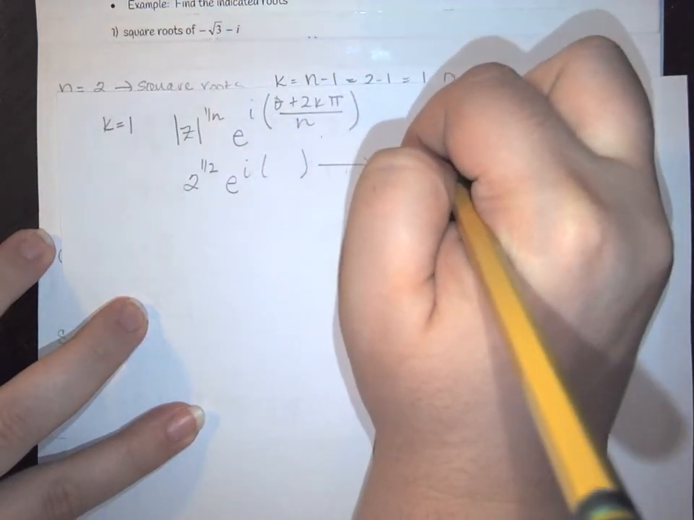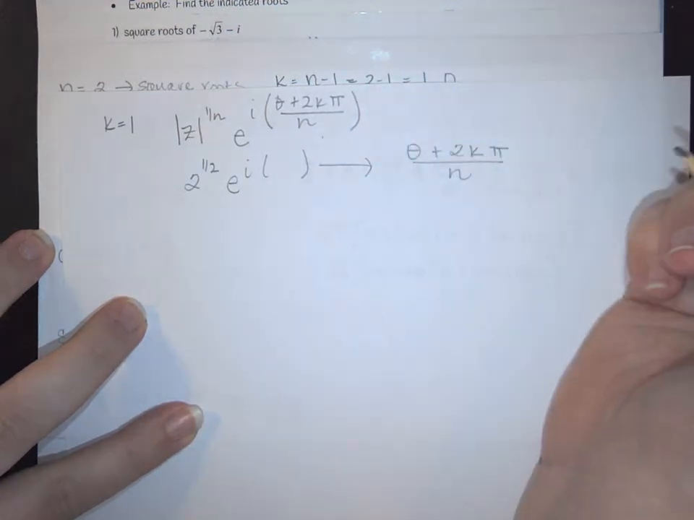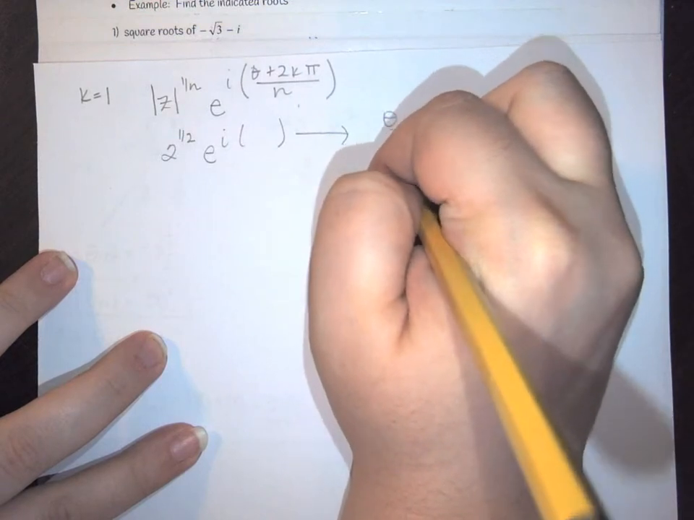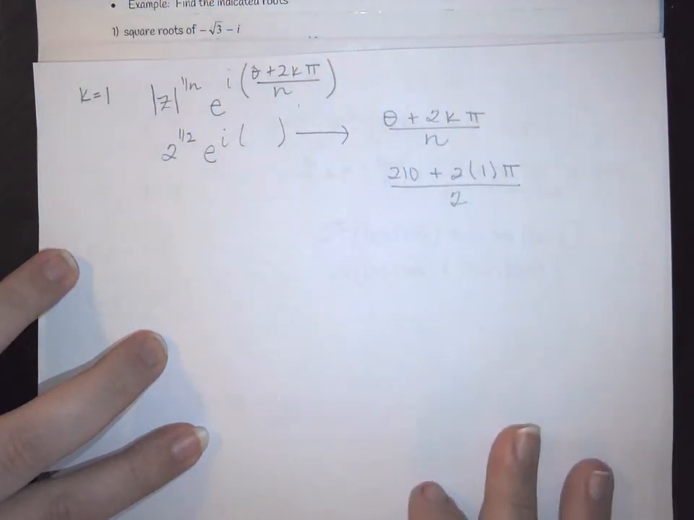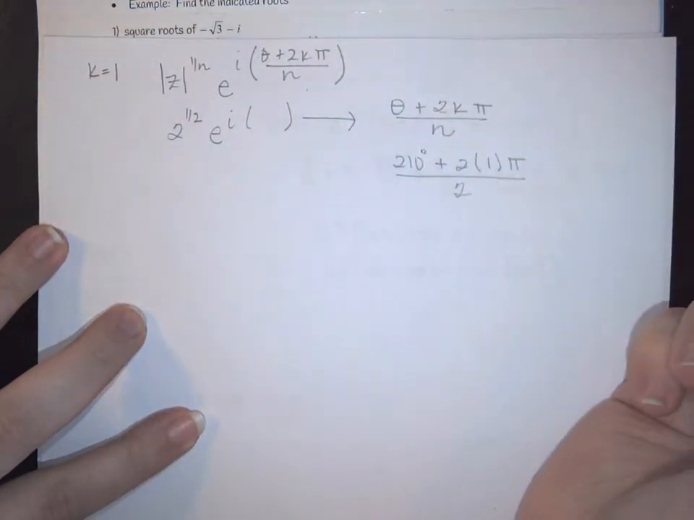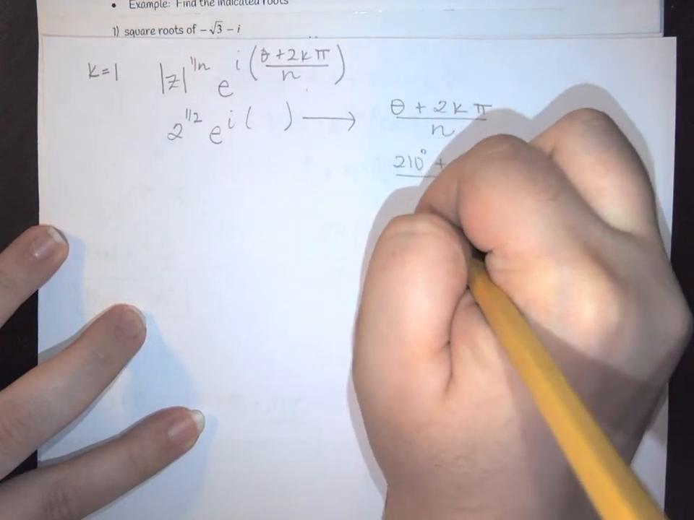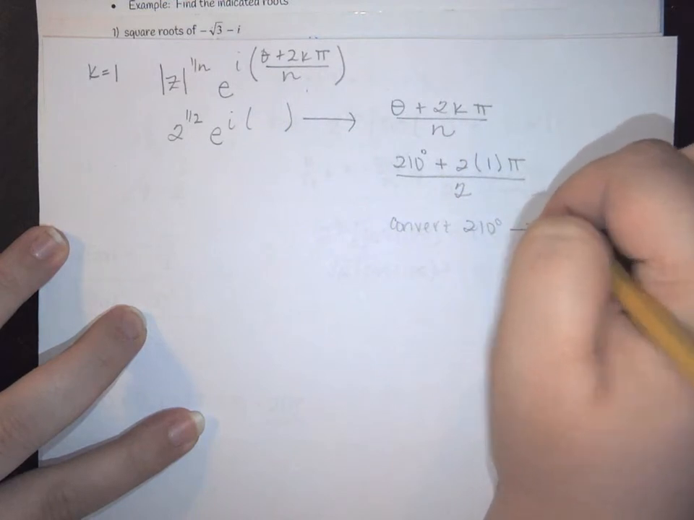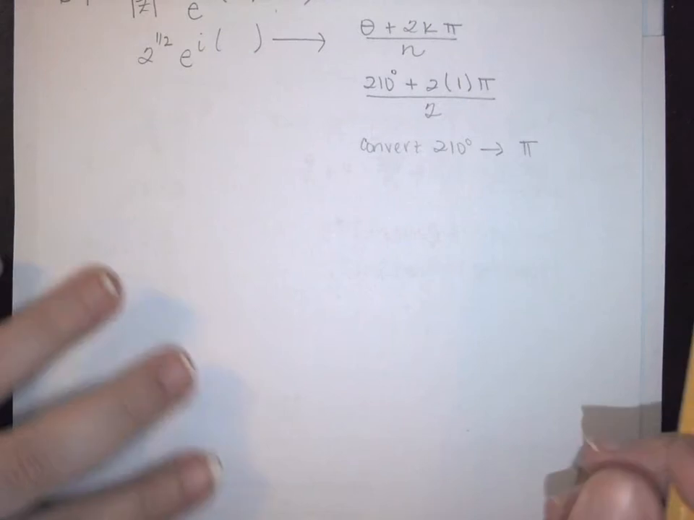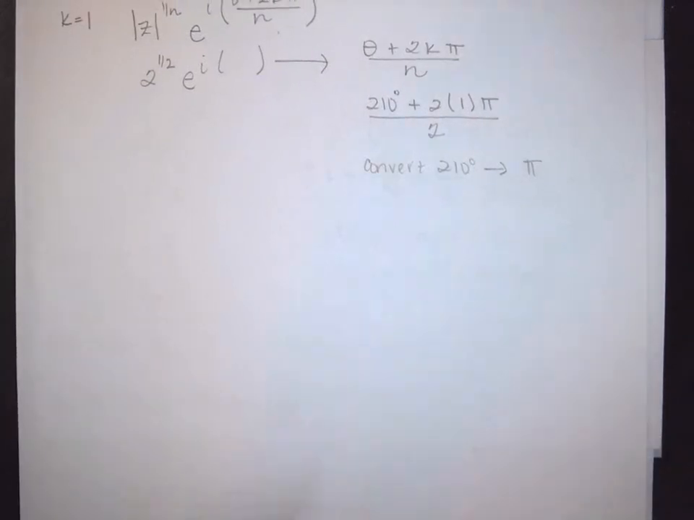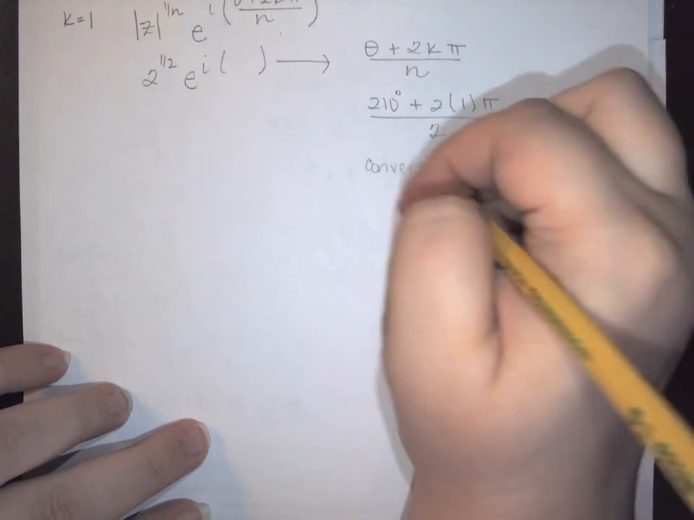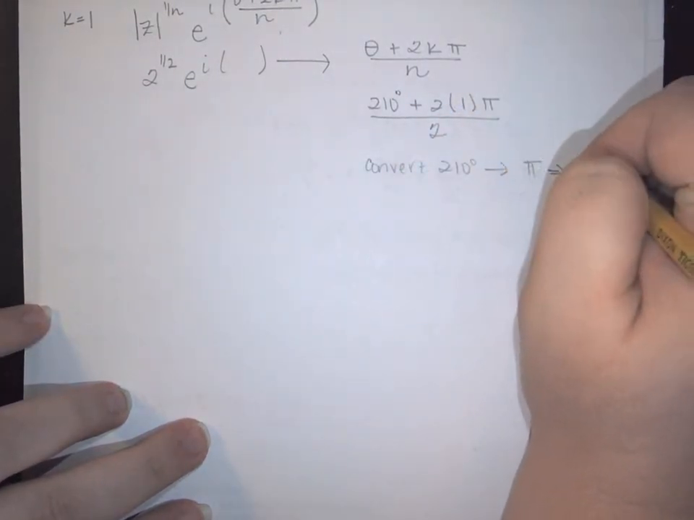I have theta plus 2k pi over n. So let's plug in what we know. My theta is 210 plus 2, my k is 1 times pi, my n is 2. Now if we look at this, I have degrees and radians. So I need to convert 210 degrees into radians. To do that, I can use my unit circle, or I can use the conversion rule to get over to radians, pi divided by 180. So in this case, if I use the unit circle, I know that my 210 is going to be the same thing as 7 pi over 6.